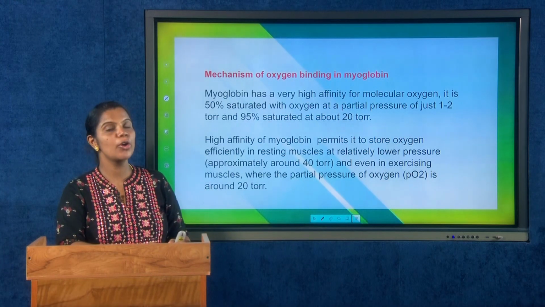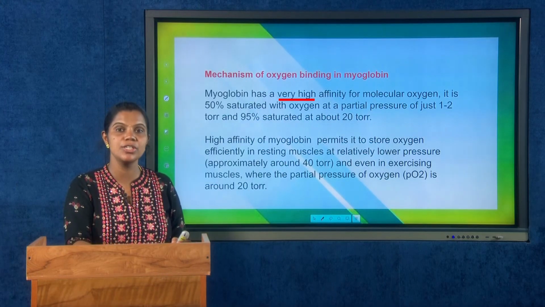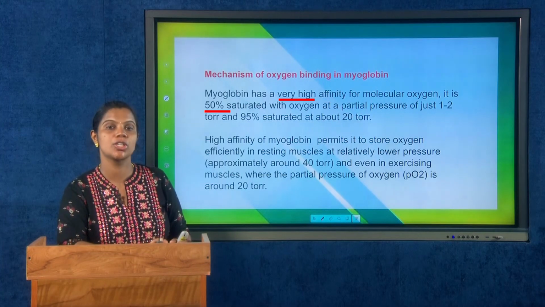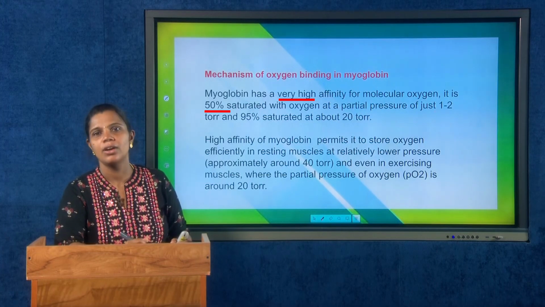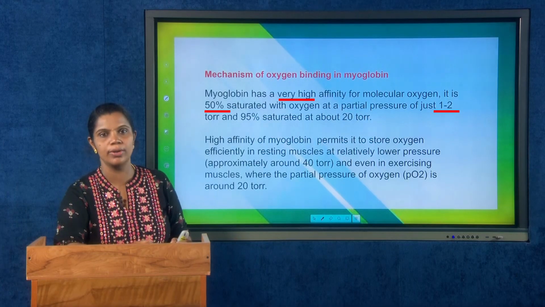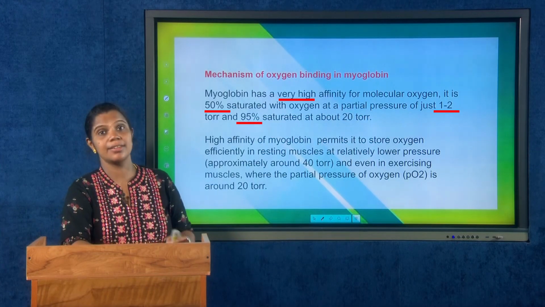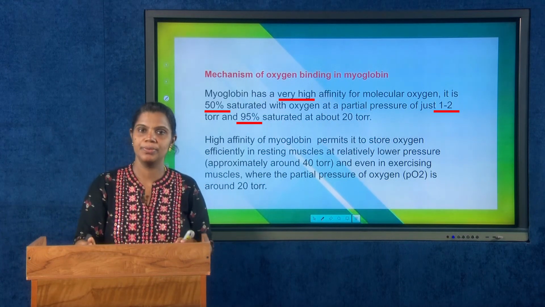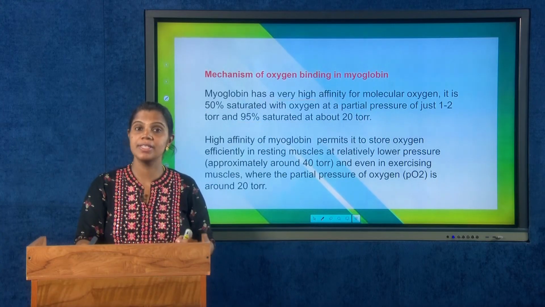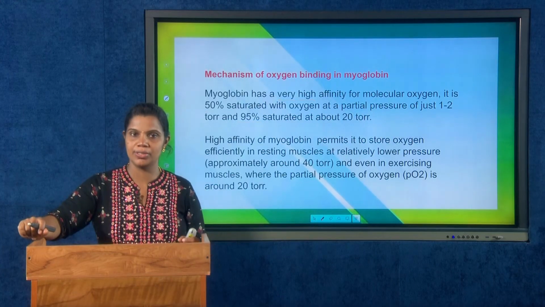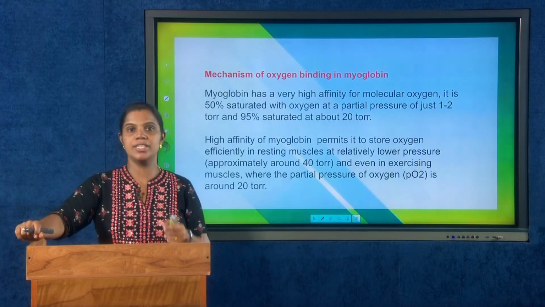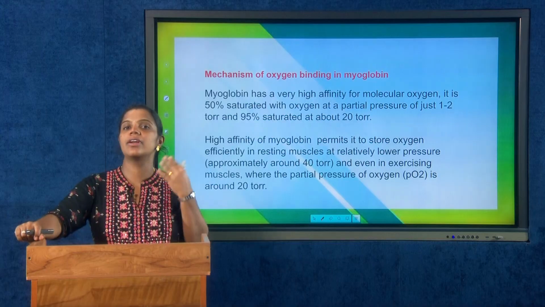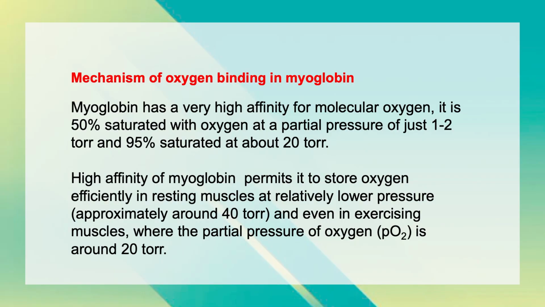We know that myoglobin has a very high affinity for molecular oxygen. It is actually 50% saturated with oxygen at a partial pressure of about 1 or 2 torr, and it is 95% saturated at a partial pressure of 20 torr. So, we can say that myoglobin has a very high affinity for molecular oxygen. The high affinity of myoglobin towards oxygen permits it to store oxygen efficiently in the resting muscles.